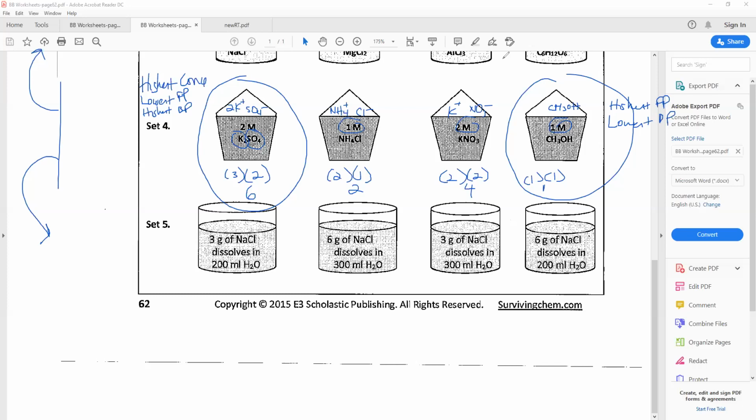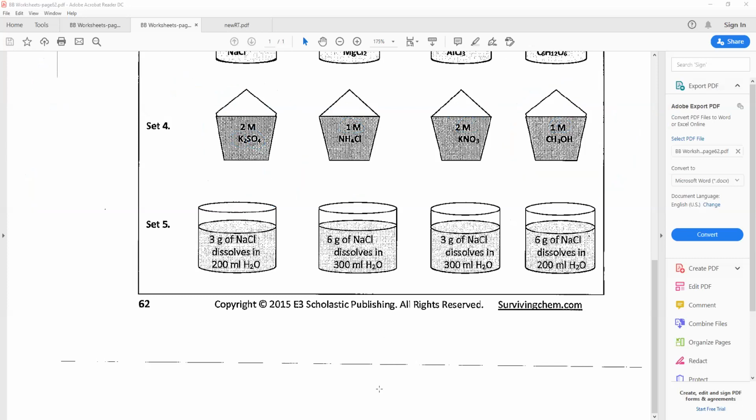Okay. The last one, it's a little tricky, but okay. So we're just going to look at the numbers: 200 milliliters, 300 milliliters, 300 milliliters, and 200 milliliters. And we're going to see that we have the same salt. It's an ACl. So this one has 3 grams, this one has 6 grams, this one has 3 grams, and this one has 6 grams. 3 times 2 is 600, and 3 times 6 is 1800. And 900 and 1200.